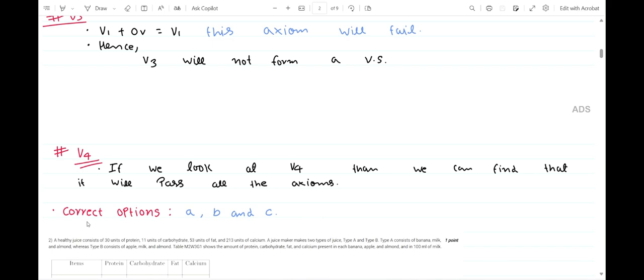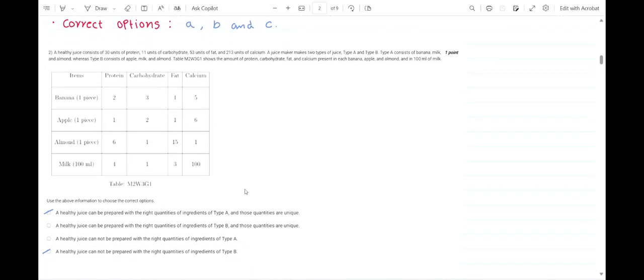Now, let us move to the second question. The second question says that a healthy juice consists of 30 units of protein, 11 units of carbohydrate, 53 units of fat, and 213 units of calcium. A juice maker makes two types of juice, type A and type B. Type A consists of banana, milk and almonds, whereas type B consists of apple, milk and almonds.